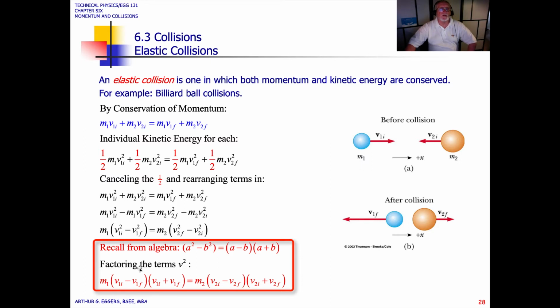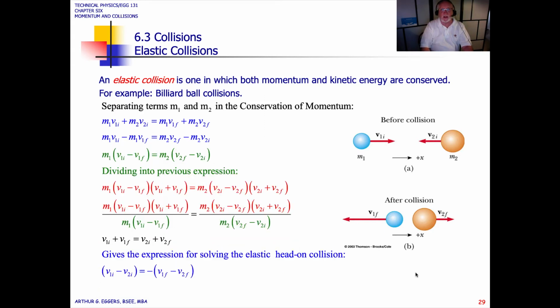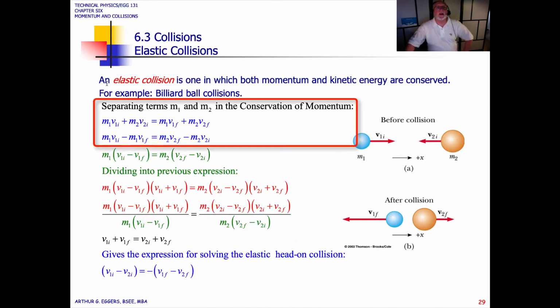And then we're going to factor the terms v squared. We're going to use that relationship such that now we have m1 times v1 initial minus v1 final, times v1 initial plus v1 final, and do the same thing to the other side. Right now it seems like we're doing a bunch of needless steps. When you do this, you have to look forward and determine what you want the outcome to look like.